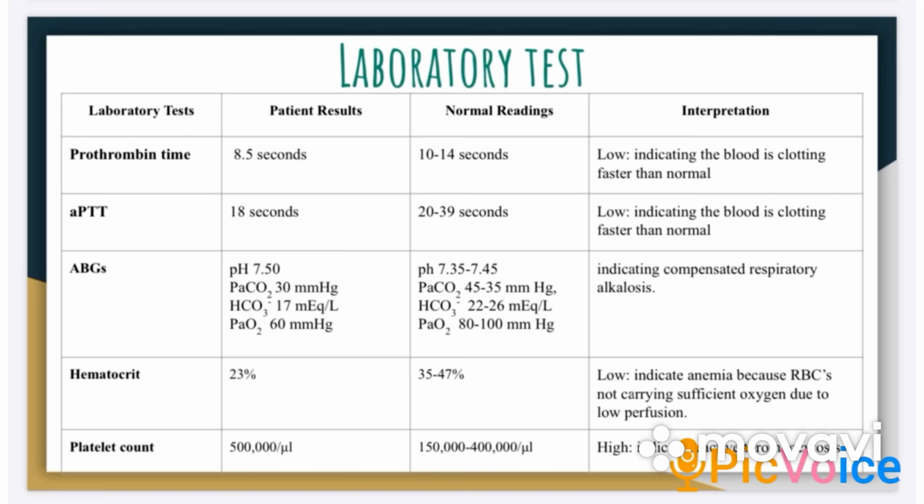Hematocrit level, the normal range is 35 to 47%, and the patient result was 23%. So basically it was low, indicating that she was anemic, due to the fact that the red blood cells are not carrying sufficient oxygen due to low perfusion. And then the platelet count, normal range is 150,000 to 400,000 per microliter, and Miss Jean's result was 500,000 per microliter, which indicates that she is in reactive thrombocytosis. Reactive thrombocytosis is when the body produces too many platelets, hence the formation of blood clots.